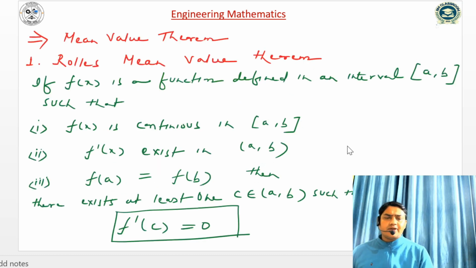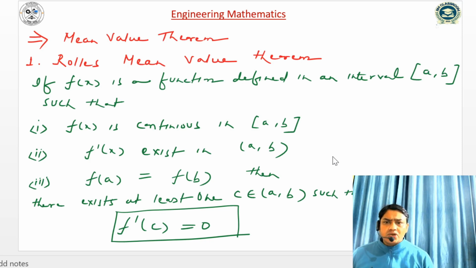Now I am going to discuss the mean value theorem. So in mean value theorem, firstly I will discuss Rolle's theorem. Rolle's theorem suggests that a function f(x) is defined in the closed interval a to b such that this function is continuous in closed interval a to b, and f dash x exists in open interval a to b, and the third condition, that the functional value at x equal to a should be equal to the functional value at x equal to b. Then in between a and b there is at least one point c such that the f dash c value is equal to 0.